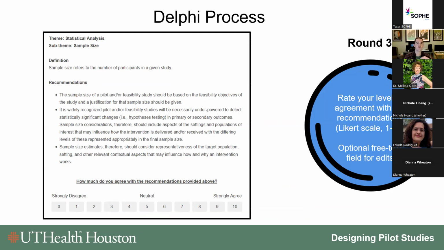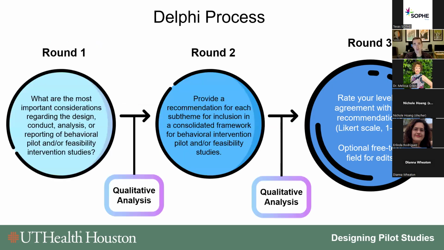So this is an example of what they would have seen in that last round of the Delphi process. This was one of the themes, statistical analysis. A sub-theme was sample size. We provided a basic definition for them, and then we fed them back their recommendations. We cleaned them up a little bit. We consolidated a few things together, and we asked, how much do you agree with the recommendations provided above on a scale from 0 to 10? And then we also had some free text where they could put in other thoughts as well. So that was the basic process of the Delphi study that we did.